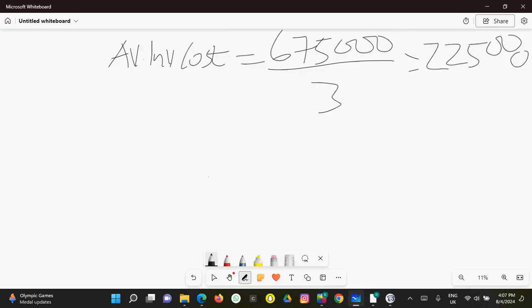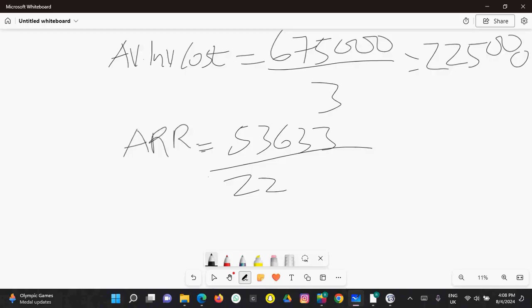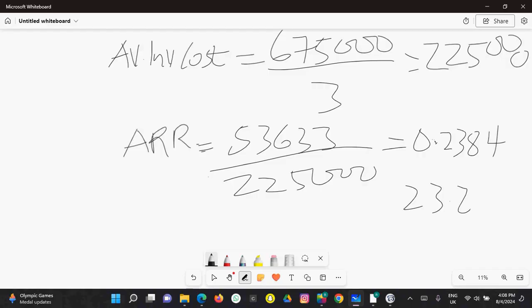So now ARR is equal to 53,633 divided by 225,000, and we are going to get 0.2383, or let's say 0.2384, which is approximately 23.84%.